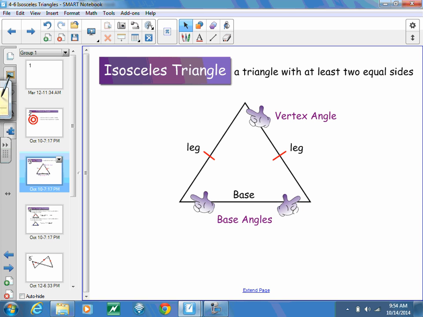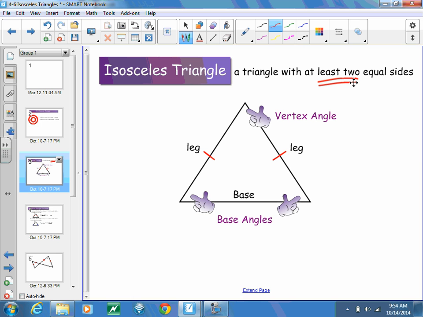It is a triangle with at least two equal sides. So the key word here is the fact that it says at least two equal sides. This means that every equilateral triangle, which has three equal sides, is an isosceles triangle. Now, not every isosceles triangle, however, is an equilateral triangle.